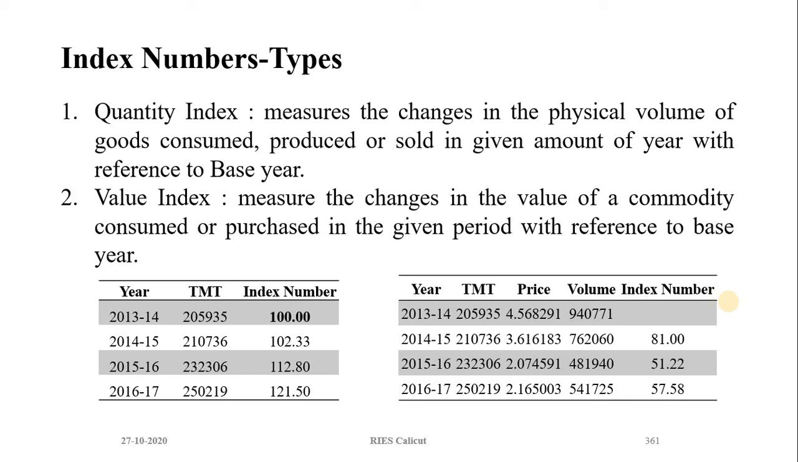So this is all about different kinds of indexes. Broadly we can divide the index number into three categories. Price index can be classified into single price index as well as composite price index. The second one is the quantity index, and the third one is the value index.